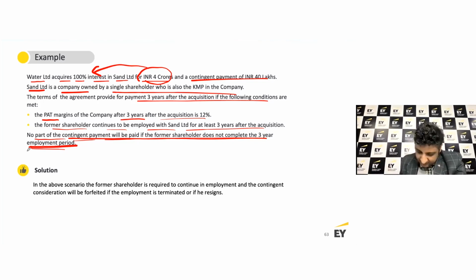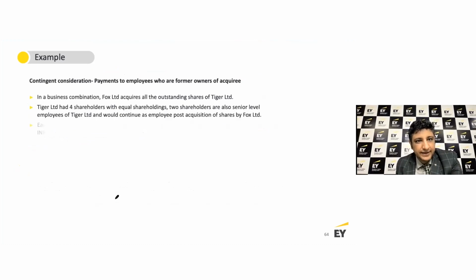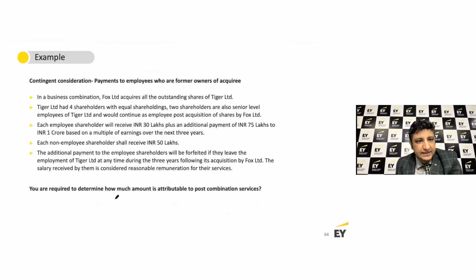It is rather an example of an employee cost as we determine it under, for example, share based payment. It's a classic example of a cash settled share based payment, right? So as far as the purchase consideration is concerned, you only need to take into consideration 4 crore rupees in the given example. All right. Okay, let's have a look at this scenario.